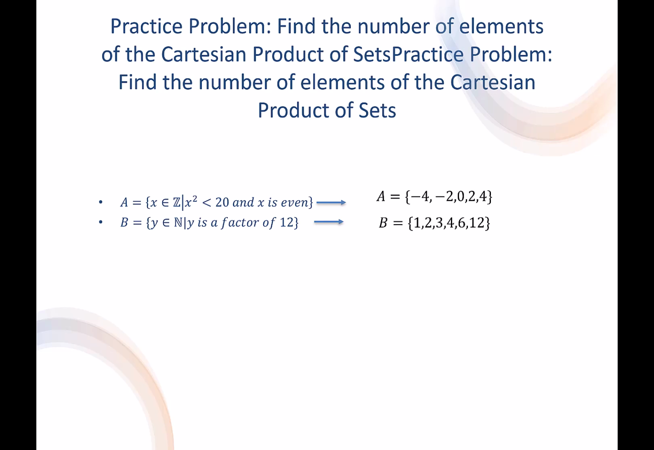Then when we look at B, the factors of 12 that are natural numbers, we'll have 1, 2, 3, 4, 6, and 12. A has 5 elements, B has 6 elements. That says the Cartesian product of A times B would have 30 elements.